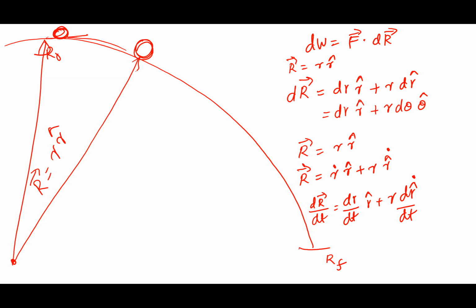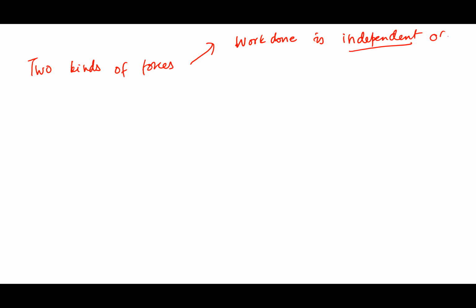So you can use these kind of coordinate systems, and we will do one problem exactly using this kind of coordinate systems to find out work done. But you have to consider the path in general. There are two kinds of forces. For some of the forces, work done is independent of the path.